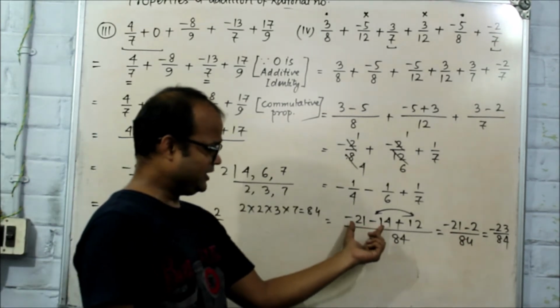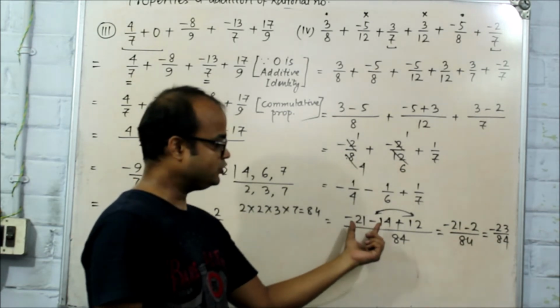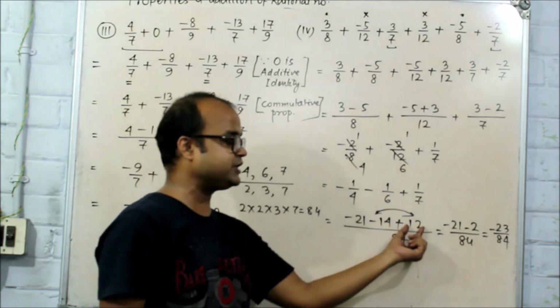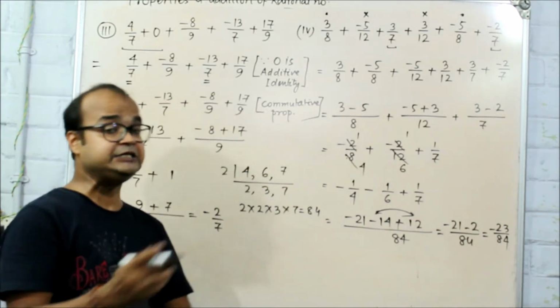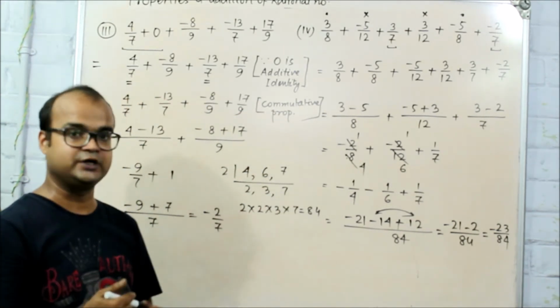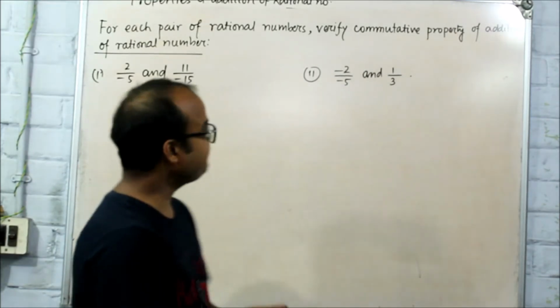Or in another way, since these two are of the same sign, you can add them together and subtract 12. So for the calculation part, you can try a different way, the way you are comfortable with. Clear? Let us begin a new problem.